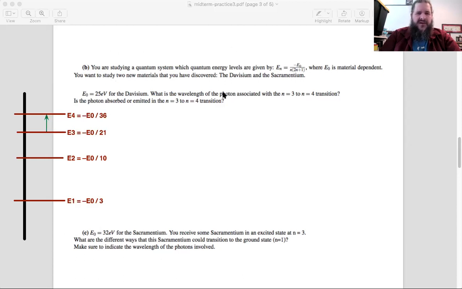That increase is the delta energy of the system. As we go from 3 to 4, delta energy is final minus initial. So that'll be negative E0 over 36 as final, minus negative E0 over 21 as initial. Let's see what that's going to be. We could factor out an E0, and we're left with positive 1/21st minus 1/36.